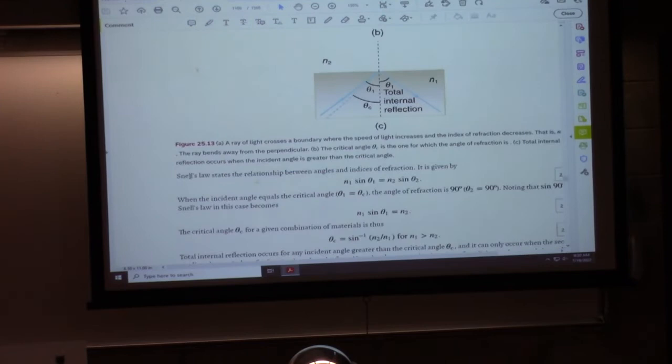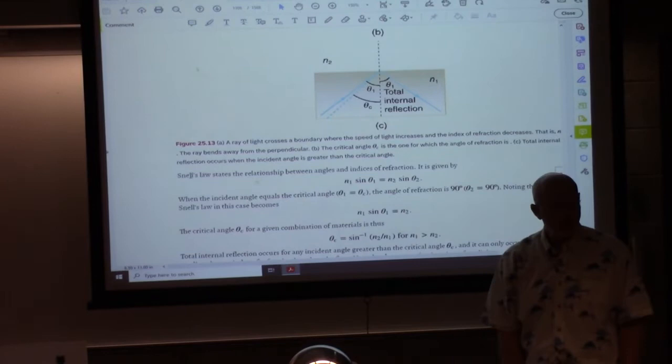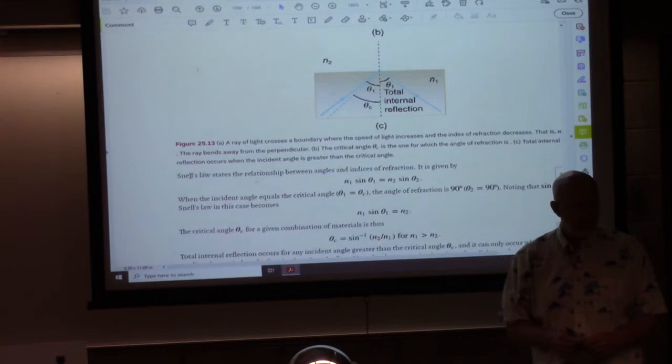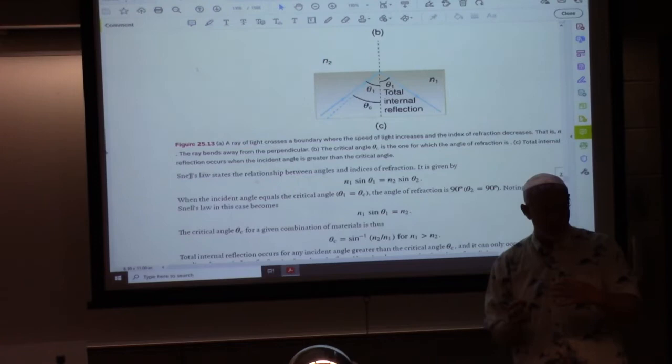Also, you said it's when it goes from N1 being slower and then N2 being the faster medium? Yeah. Okay. Yeah. Because again, it has to bend away from the normal.